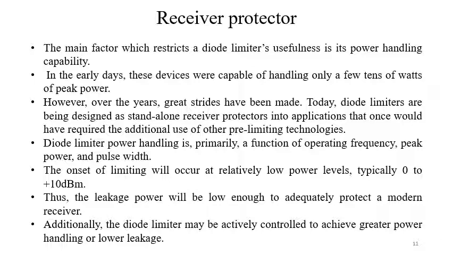The onset of limiting will occur at relatively low power levels, typically 0 to something like 10 dBm. So the leakage power will be low enough to adequately protect a modern receiver. Additionally, the diode limiter may be actively controlled to achieve greater power handling or lower leakage.